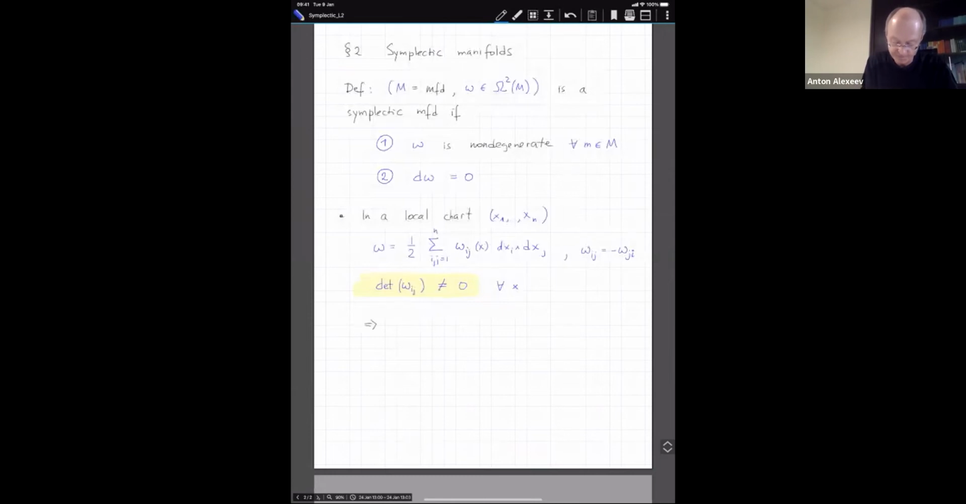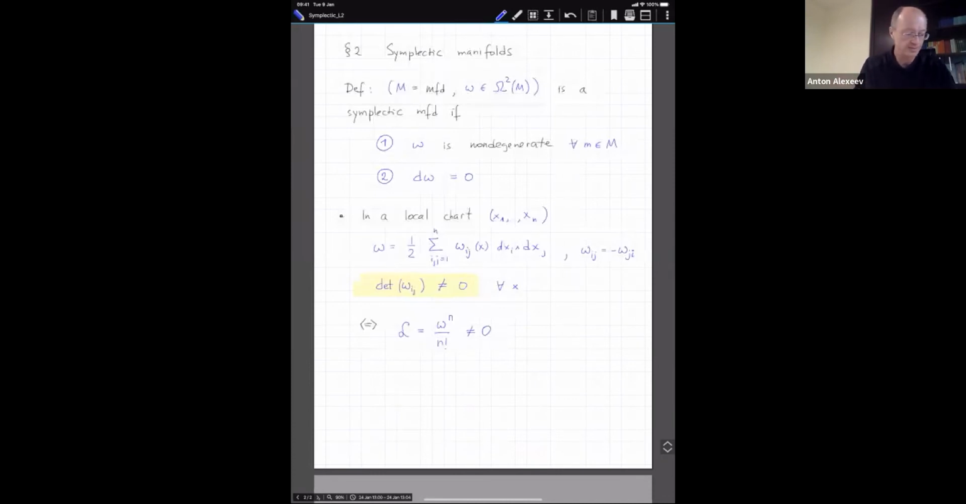Now another way to express it. If you take L, remember we were doing it last time in the case of a vector space, we take the nth power of omega and conventionally divide by n factorial. Then this is non-zero. So that's the same condition. We saw it locally last time in symplectic linear algebra, and here this condition is basically the same. Doesn't matter whether you do it on a manifold or on a vector space.